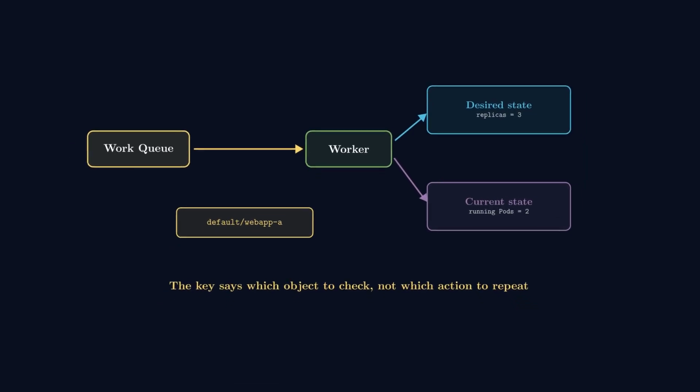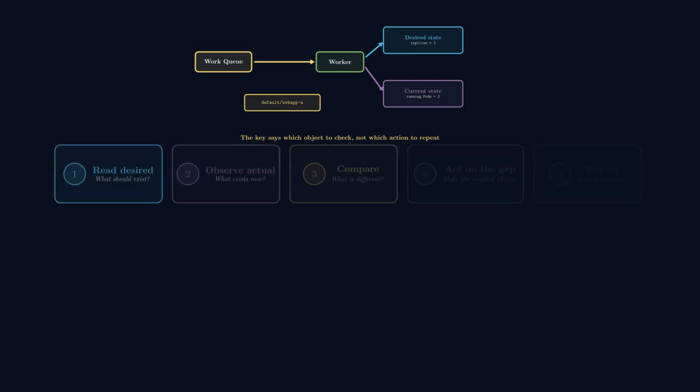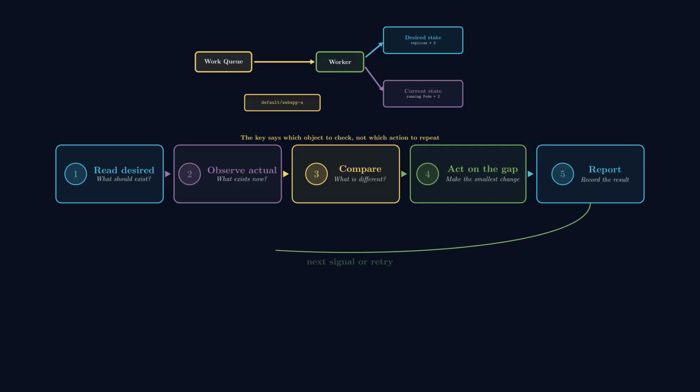A reliable reconcile loop follows a clear sequence. First, read the desired state. Second, observe the current state. Third, compare the two. Fourth, change only what is missing or incorrect. Finally, report the new result. The next time the key arrives, the loop starts by reading again.